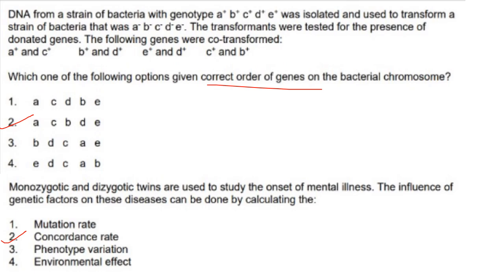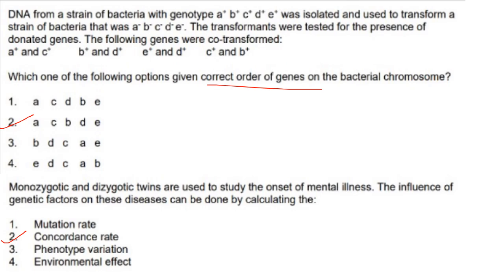Then next one. DNA from a strain of bacteria with genotype A plus B plus C plus D plus E plus was isolated and used to transform a strain of bacteria that was A minus, B minus, C minus, D minus, E minus. The transformants were tested for the presence of donated genes. The following genes were co-transformed. Which one of the following options gives the correct order of genes on the bacterial chromosome?